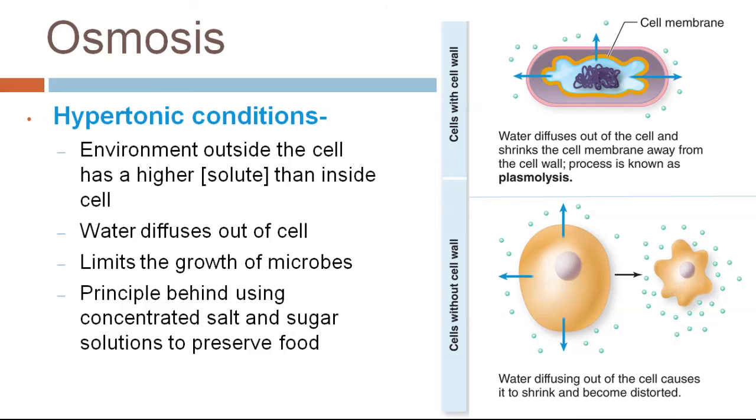What if you live in the ocean? That's hypertonic. The ocean has many, many solutes dissolved in it. More solutes on the outside than the creatures living in the water. And so hypertonic, remember, hyper is describing the solute number. We're saying hypertonic conditions. That means the environment is hypertonic in relation to the inside of the cell, which would be hypo.